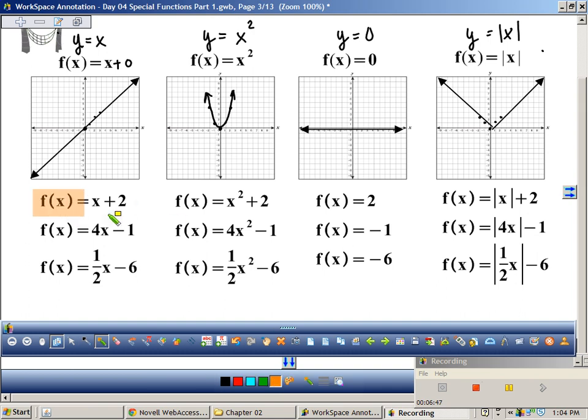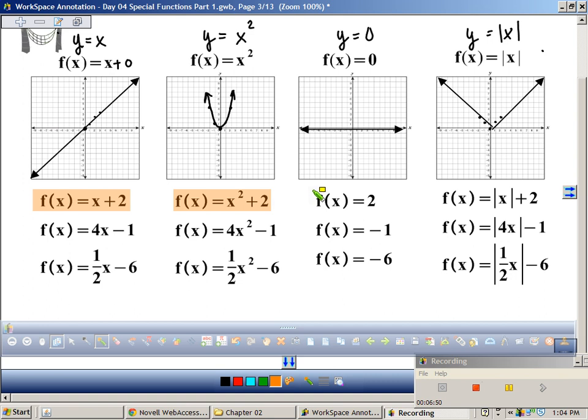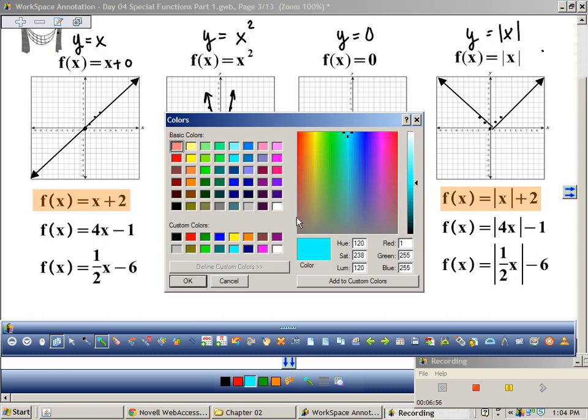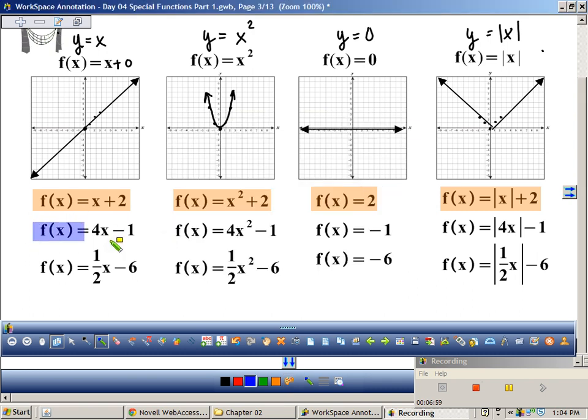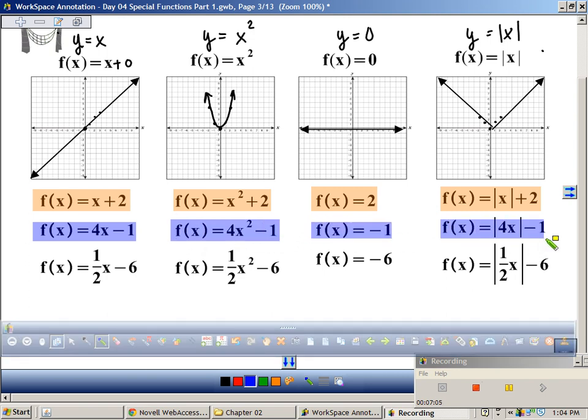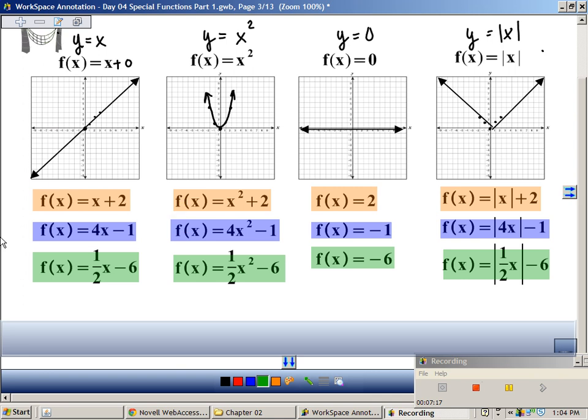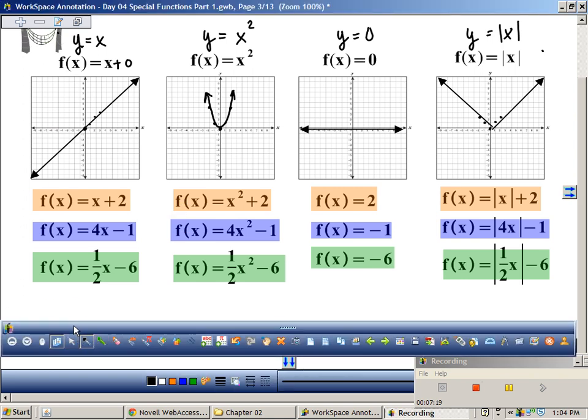I am going to use my orange for the top ones. Then I'm going to move to blue. I need a darker blue. And then I'm going to move to green. So please feel free to color code yours as well with those colored pencils. I passed them out. You can use highlighters. You can use whatever you want. I just provided the colored pencils just for you. It's your notes. We're going to compare graphs.